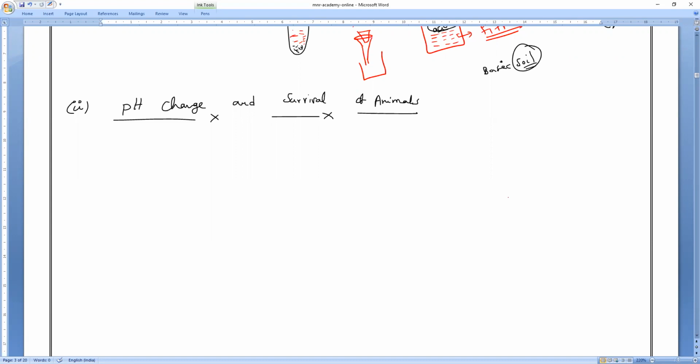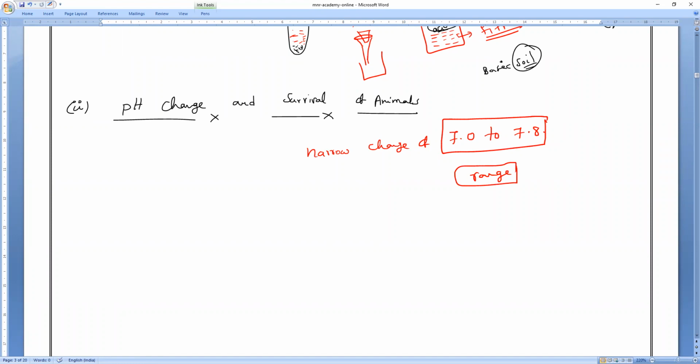If you take mainly humans, our body works well with a narrow change of pH, 7.7 to 7.8. So the pH range the human can survive in is how much, guys? Human surviving range is 7.7 to 7.8. So our body works properly with the pH range of that. It works well within this pH range only.